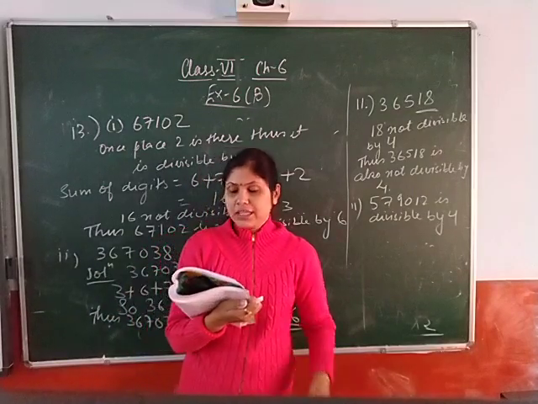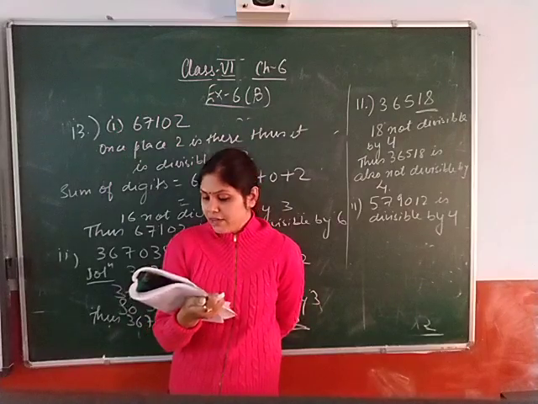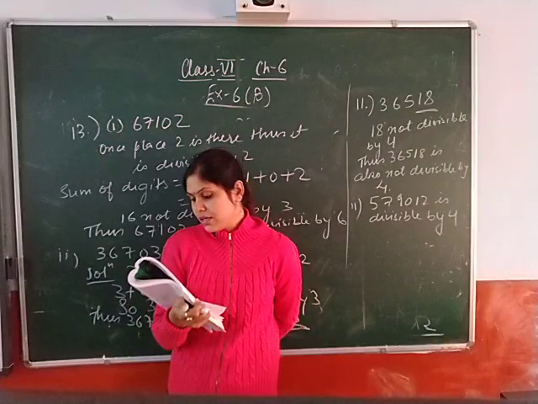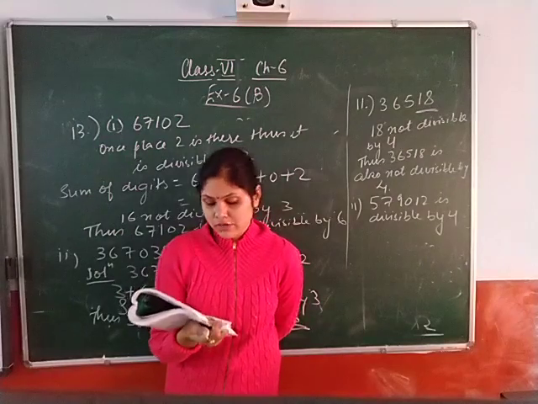15th one, to check divisibility by 5, what you have to see? You have to see at the last place if 5 is there or 0 is there, that means it is divisible. If not, it is not divisible. You can see very easily, second and third both are divisible, and first and fourth are not divisible.